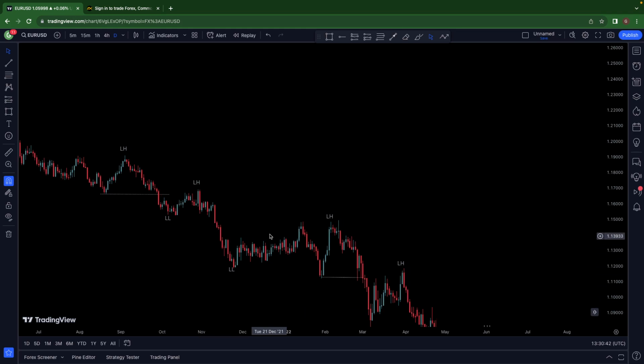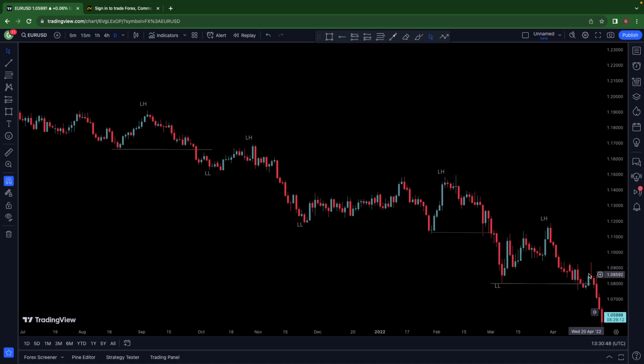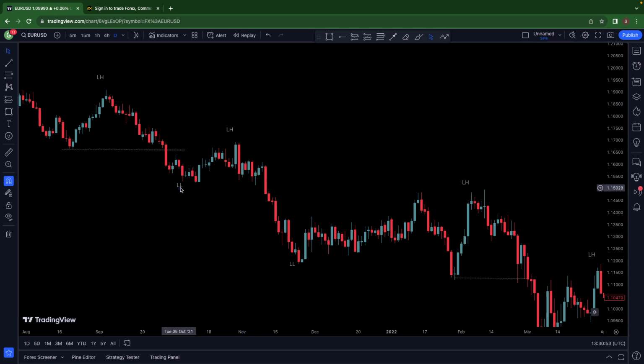Let me expand this for much clarity. So after the correction move is done, price expands to the downside. Note we're on the downtrend. So price expands to the downside, creating a new low. Why do we know this is our lower low? Because this low right here is lower than our previous low right here. So this is called our new lower low.